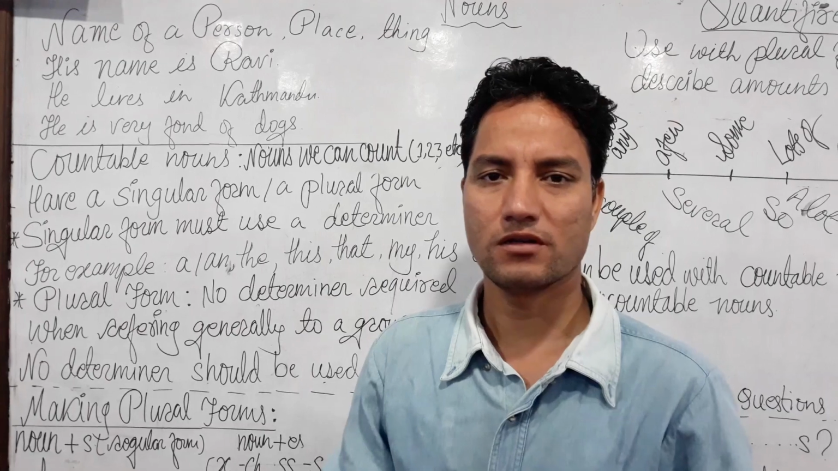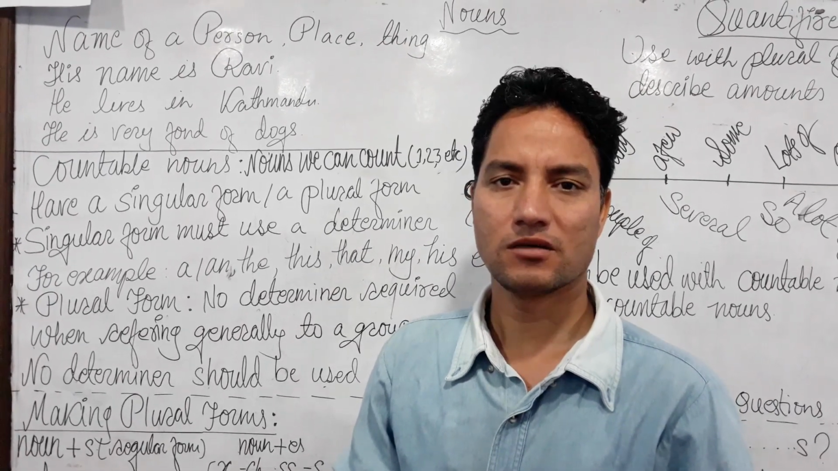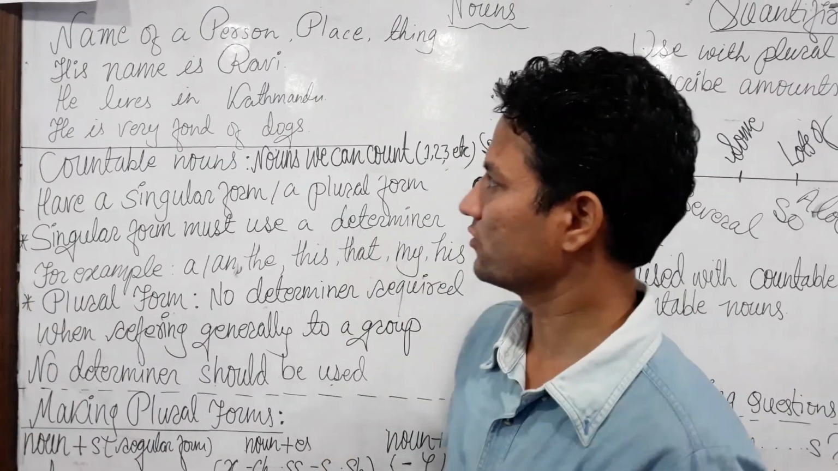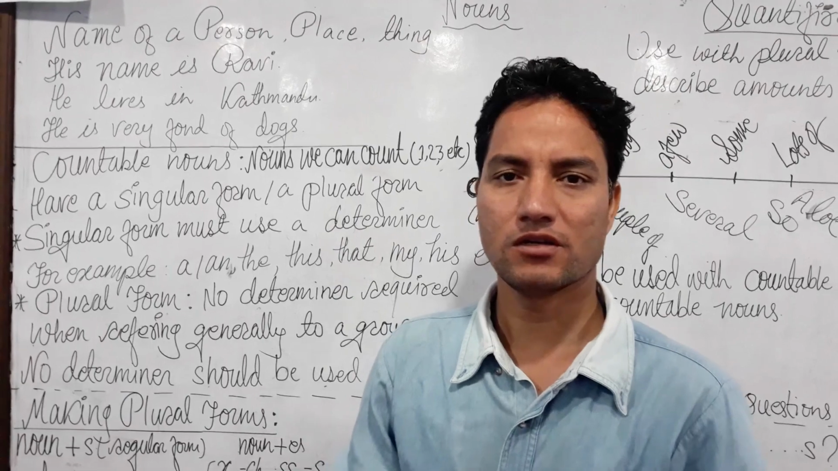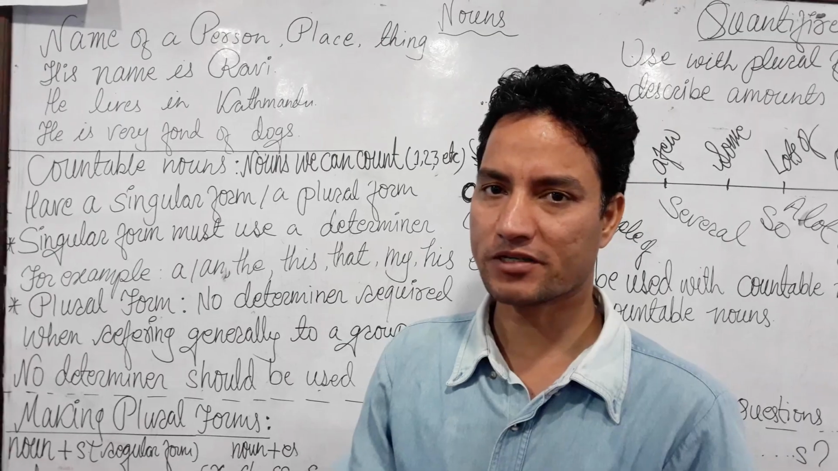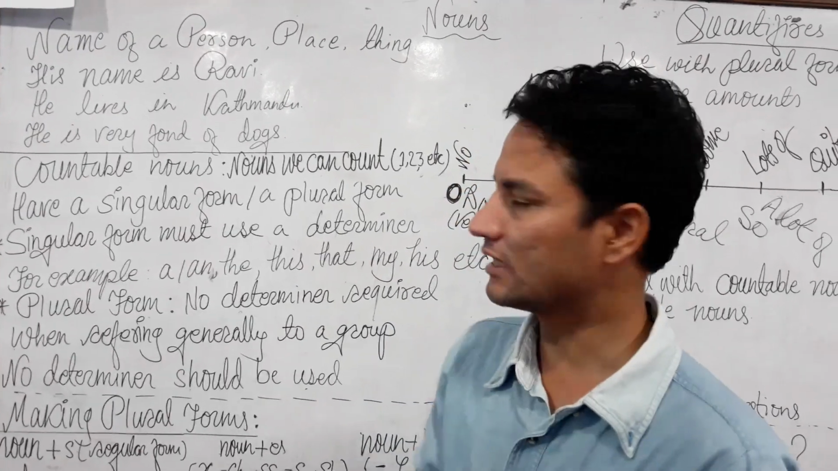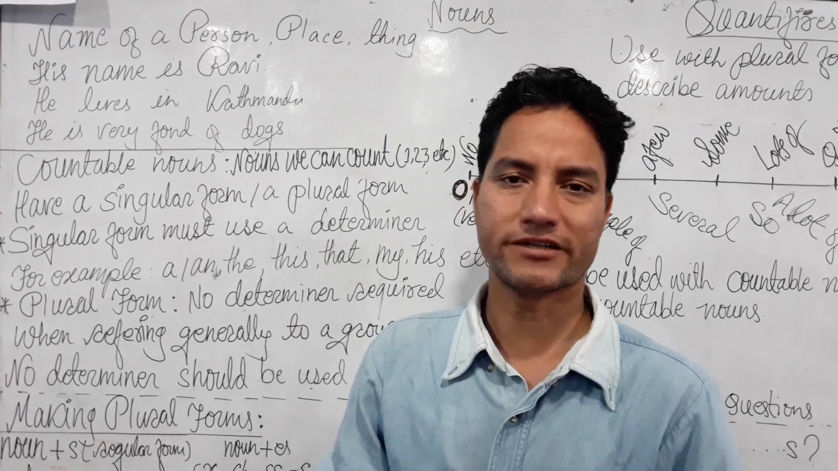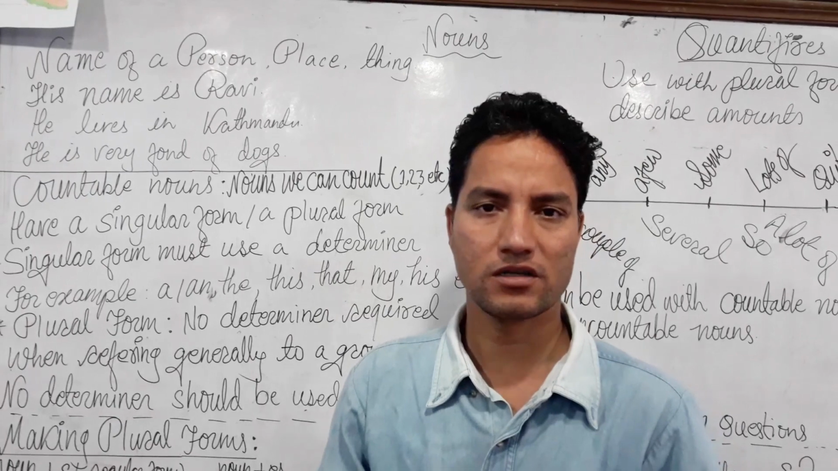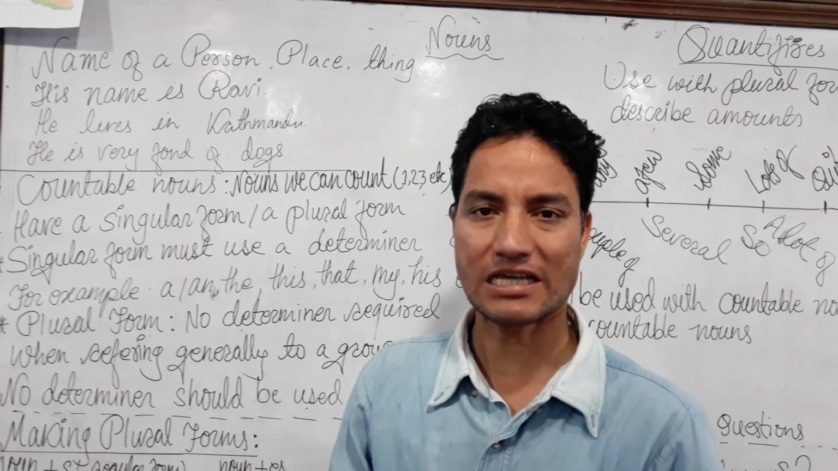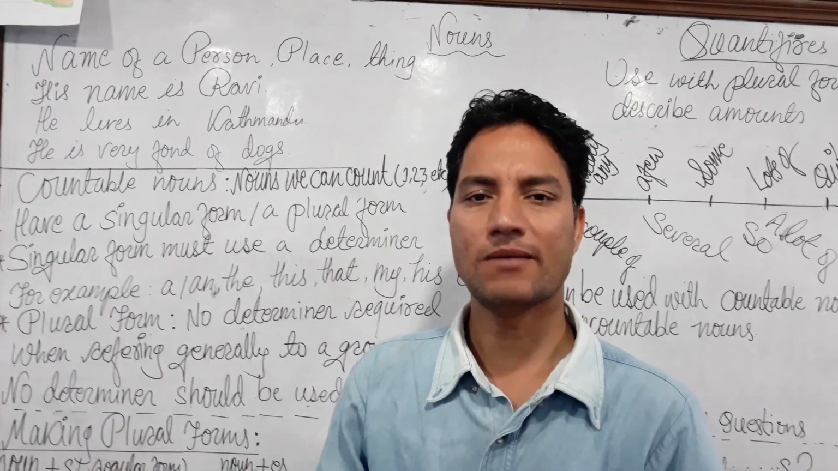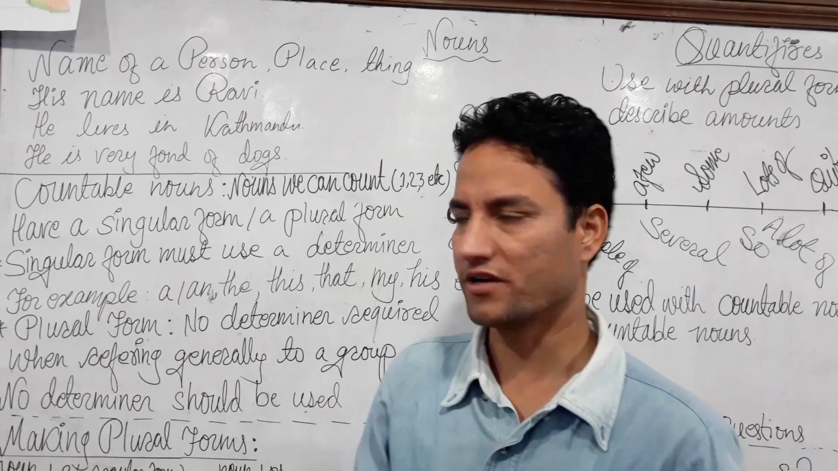So, what is a noun? The name of a place, person, or thing is called a noun. In the example, you can see his name is Robbie. In the first example, Robbie is the name of a person, so that is a noun. In the second example, he lives in Kathmandu, so this is the name of a place, so that is a noun. Likewise, he is very fond of dogs. Dogs is the name of a thing. So, in other words, we can say that nouns are naming words.